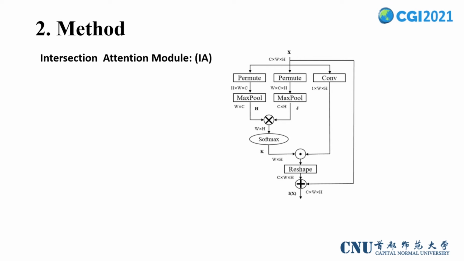Apart from this, we also design an instruction attention model to build a cross-dimension dependence between the channel dimension and the spatial dimension. As illustrated in the picture, firstly, the input feature X is reshaped to H and G by permuting and max pooling operation.